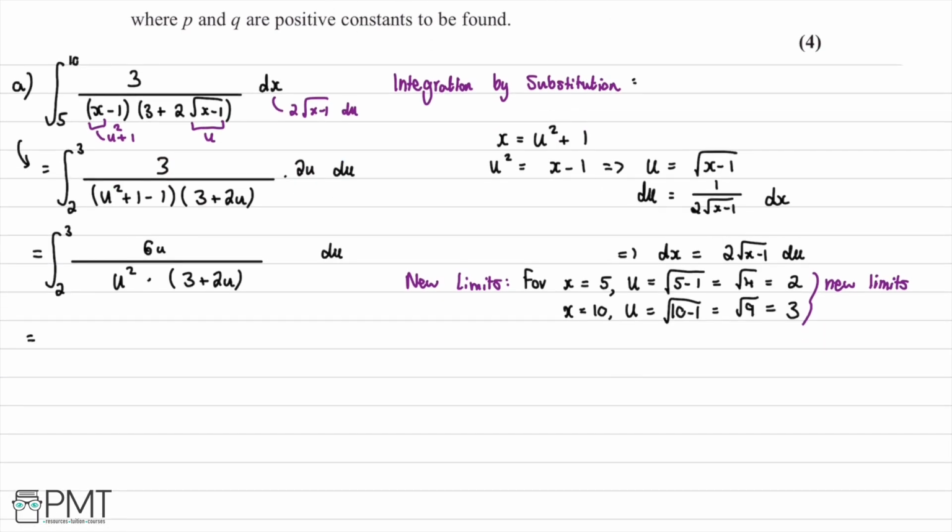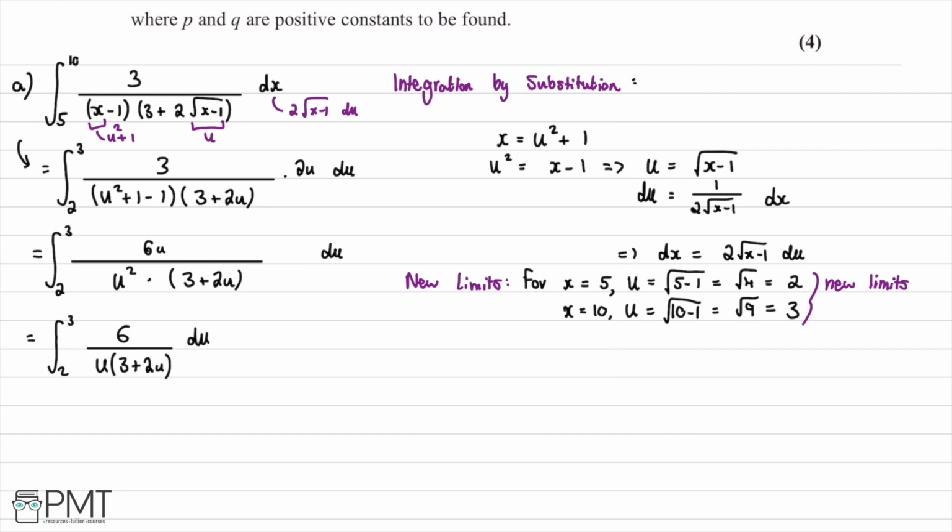So then, simplifying it one step further, our limits 2 to 3 stay the same. We can then divide everything by u. So we're going to have 6, and we're going to divide that by, this is now u, lots of 3 plus 2u.